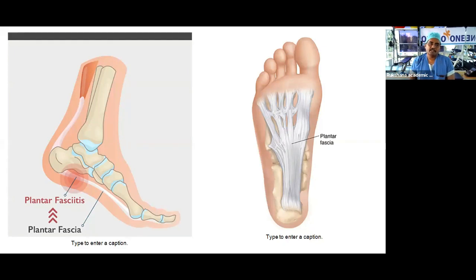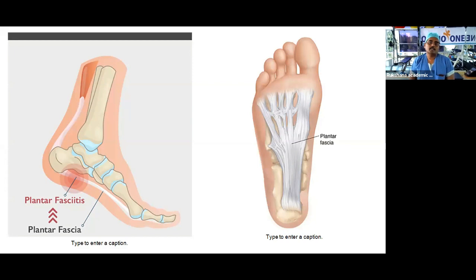Once you have this pain and this tightness, when you start walking on these tight structures, there may be small micro tears. We say micro tears, meaning they are not even visible on an ultrasound, or even on the latest scanning mechanisms, in the initial days. But the indirect way we can look at it is bone spur formation.